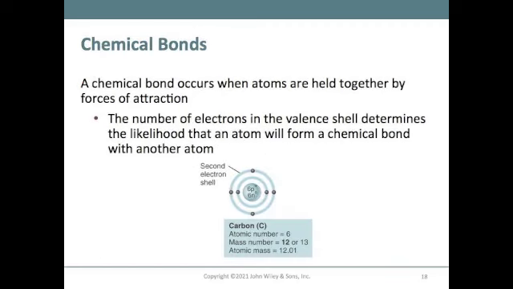Moving on to chemical bonds. The forces that hold together the atoms of a molecule or compound are called chemical bonds. The likelihood that an atom will form a chemical bond with another atom depends on the number of electrons in its outermost shell, and that's also called the valence shell. I mentioned that earlier.